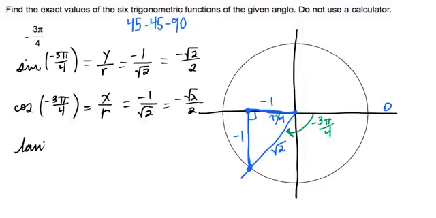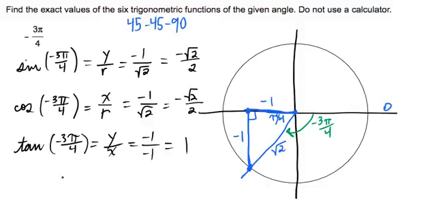And then tangent of negative 3 pi over 4 is y over x. So it would be negative 1 divided by negative 1, which will simplify to positive 1. And then the other three trig ratios are just the reciprocals of these three.